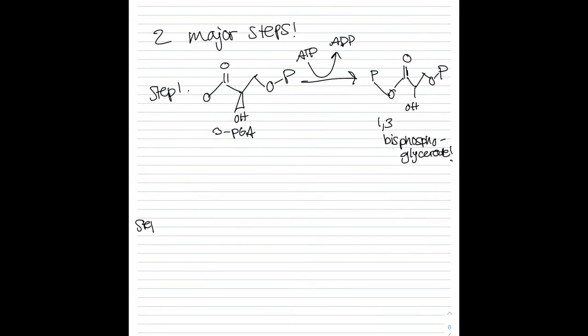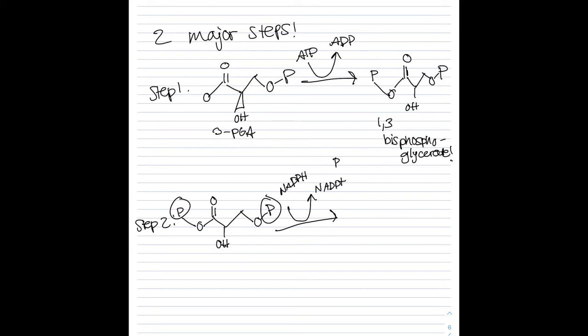The second step: 1,3-bisphosphoglycerate molecules are reduced by NADPH to receive 2 electrons, and each loses one of its phosphate groups. It turns into a 3-carbon sugar called glyceraldehyde 3-phosphate.